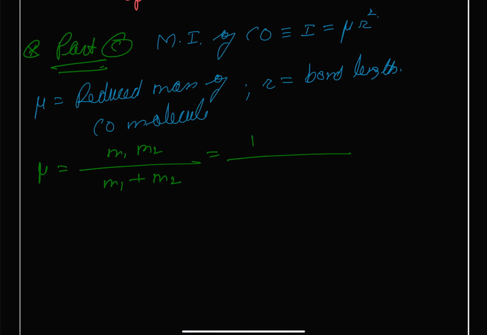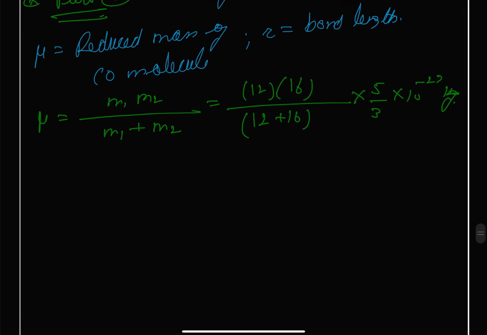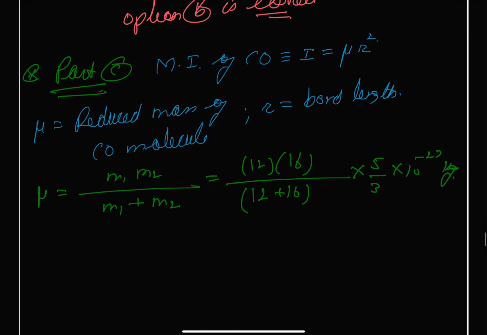The respective masses are given to us, 12 and 16, and this comes as 12 times 16 divided by 12 plus 16, multiplied by 5 by 3 into 10 to the power minus 27. This comes in kg because it is given in AMU. And we already know that the value of I is known to us. So from here we can say our R square is equal to I upon mu.